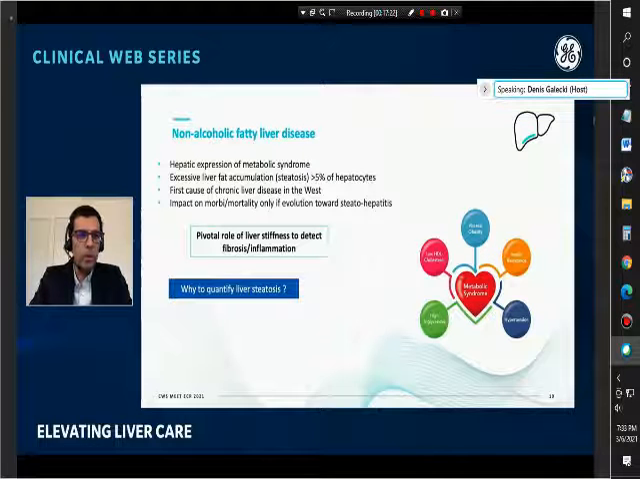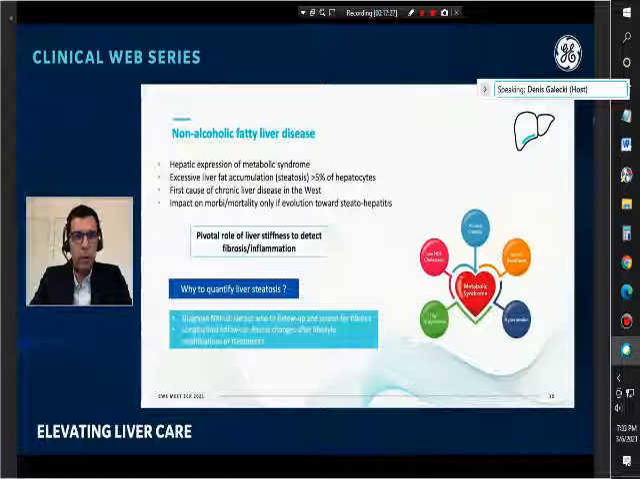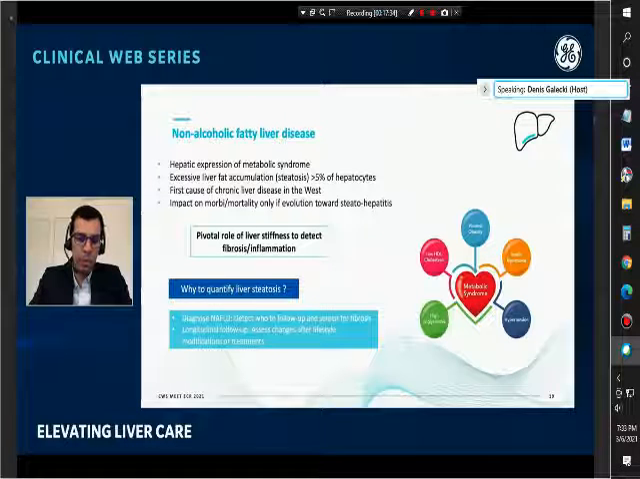So the question is, why quantify liver steatosis? There are two main reasons. The first one is to diagnose NAFLD, and so to check for patients who should be screened and followed up for the appearance of liver fibrosis. And the second important point is for performing a longitudinal follow-up of patients who have liver steatosis.